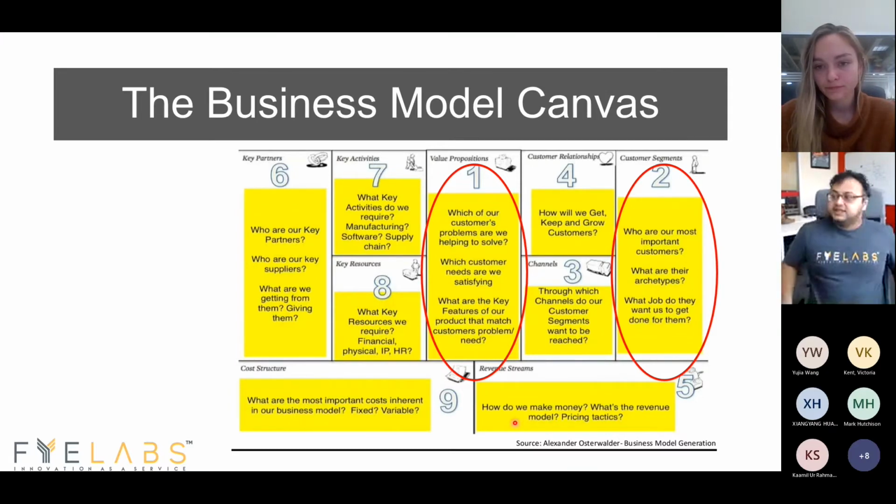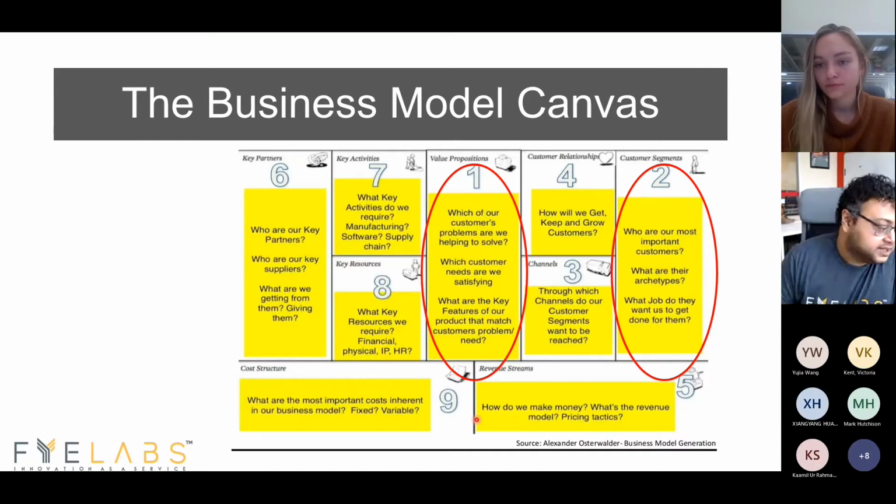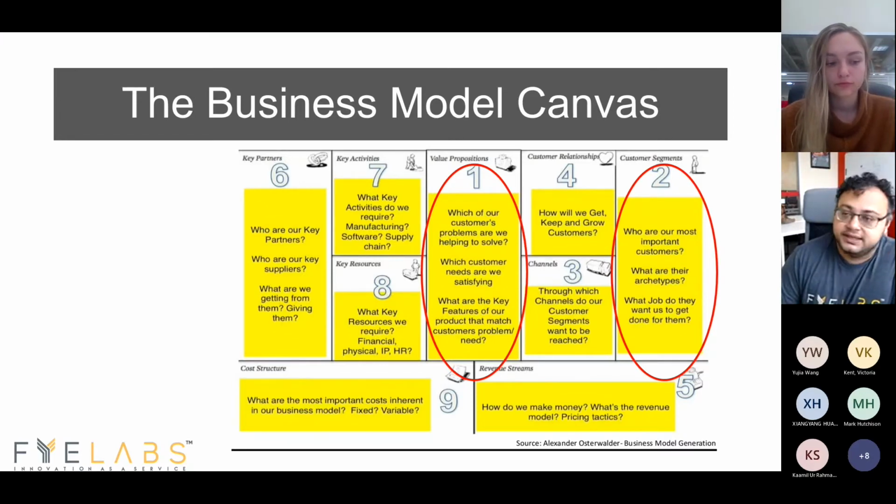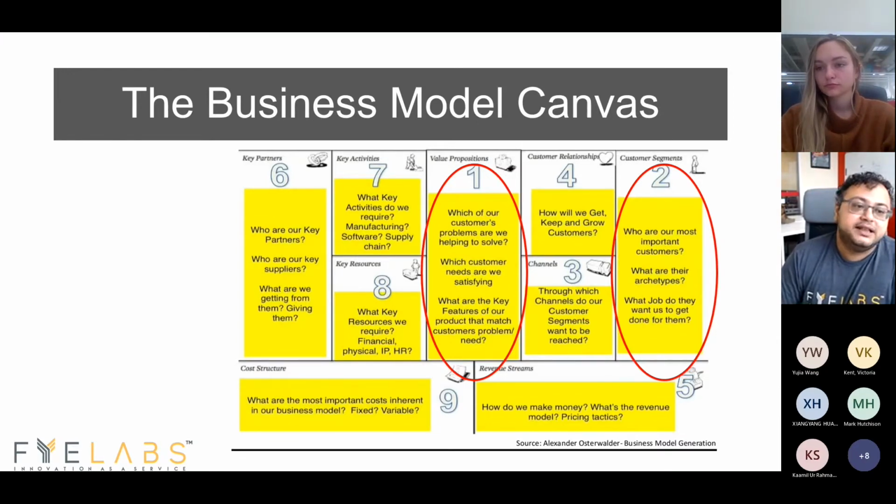So how do you figure out whether your value proposition is valid? Is your customer segment valid? The thing is, anything that you put on the business model canvas is a hypothesis. Let's say you're selling something like a toothbrush. Your value proposition is clean teeth, but that's a hypothesis. You're assuming that people want clean teeth. You have to validate that.